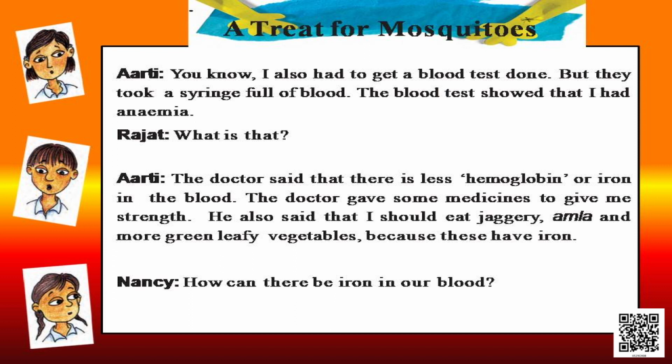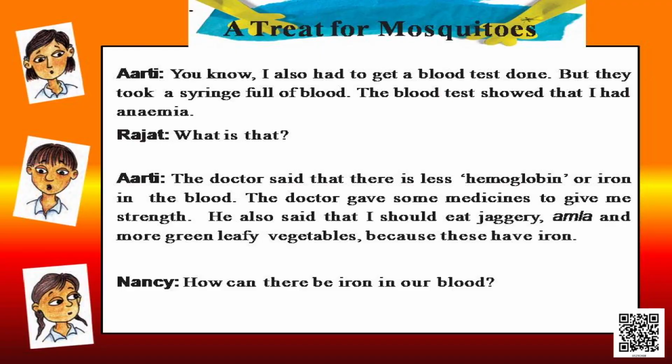So again the students are discussing something else. Aarti says, you know, I also had to get a blood test done, but they took a syringe full of blood. The blood test showed that I had anemia. Now Aarti says she also went through a blood test like Rajat, but in her case they didn't take 2-3 drops of blood on a glass slide, rather they took a syringe full of blood. Maybe it was for a different purpose. We will get to know why the pathologist had taken a syringe full of blood from Aarti.